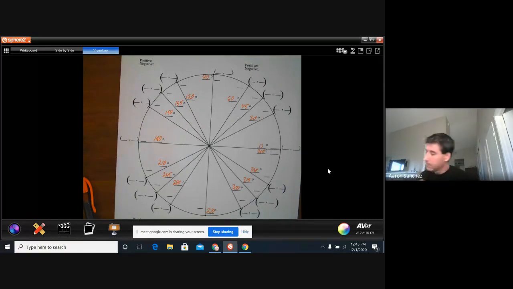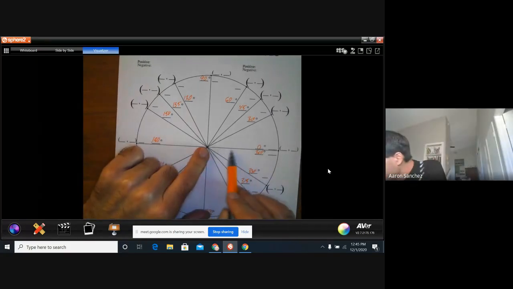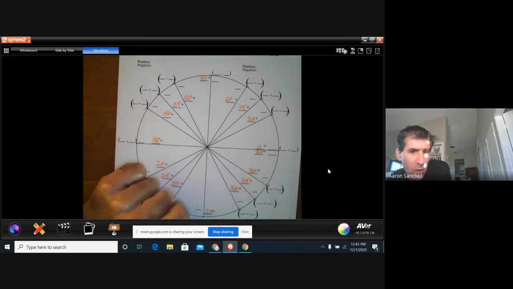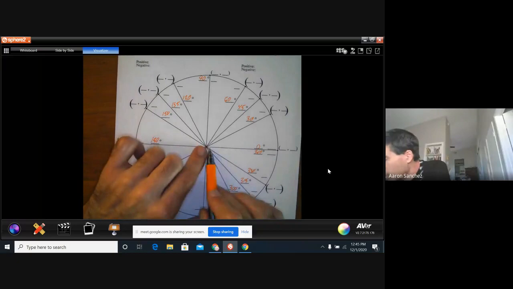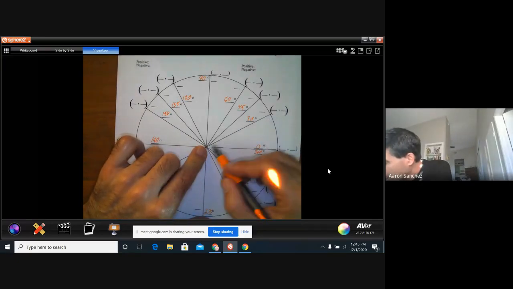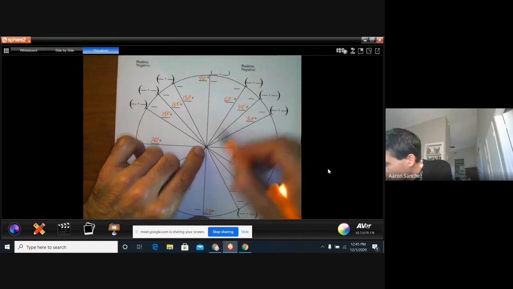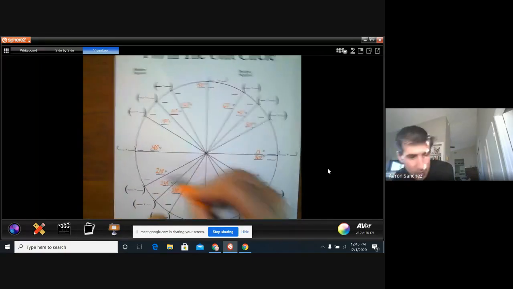Okay. Now, the reason why we call it a unit circle is because the radius is 1 unit long. It's not feet, inches. It's just a unit. It's just 1. This radius is 1. From here to here is 1. From here to here is 1. From here to here is 1. The radius is 1.